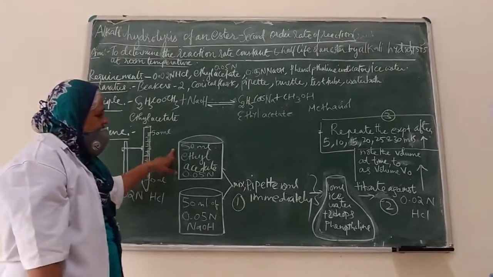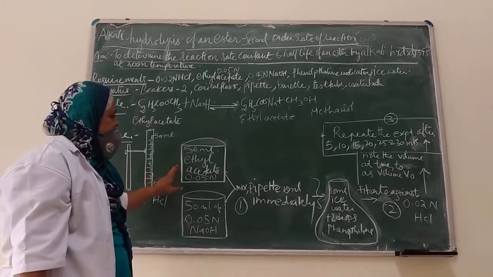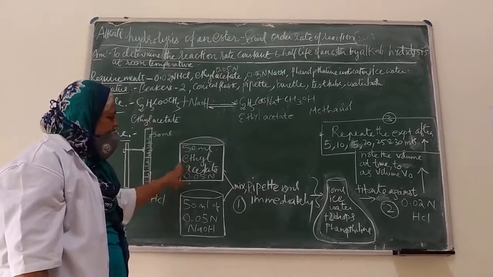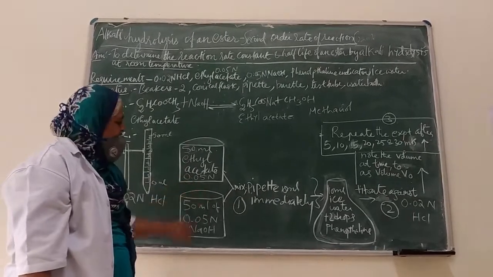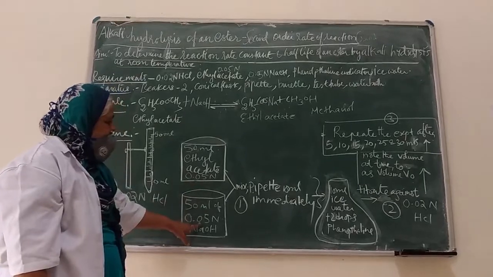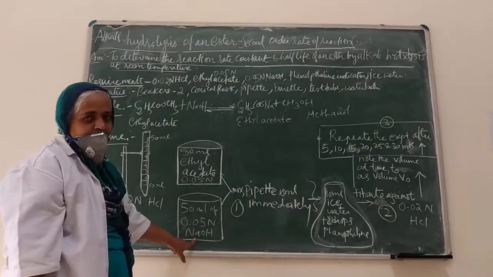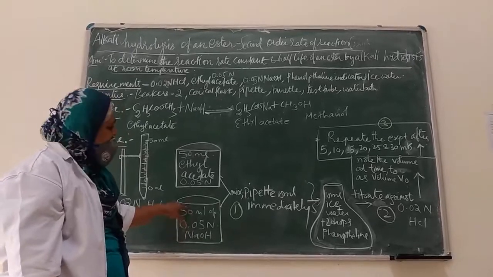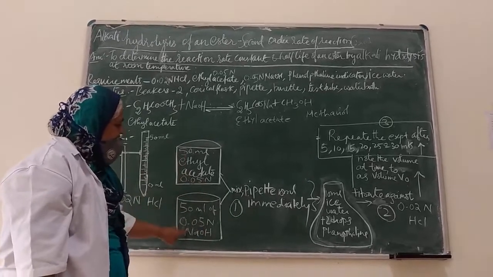And then we are going to take two beakers. In one of the beakers, you are going to add 50 ml of the ethyl acetate. Its concentration will be slightly changed. It will be 0.05 normal. And the same concentration, that is 0.05 normal of alkali, is going to be taken in the same quantity. Okay. So you can see that the normalities are same, quantities are same.